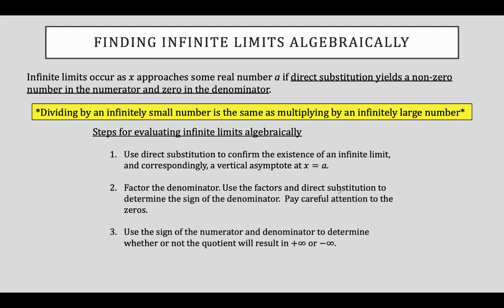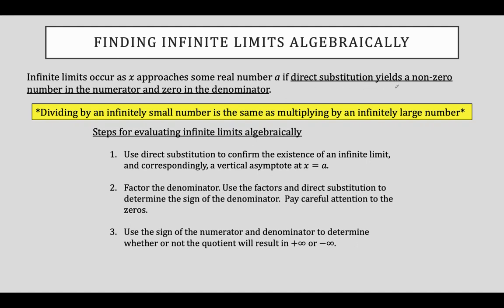Use the factors and direct substitution in the factored form to determine the sign of the denominator. Pay careful attention to the zeros. You'll see that coming up. We have to determine whether or not the zeros are going to be a positive 0 or a negative 0. Step 3, use the sign of the numerator and denominator to determine whether or not the quotient will result in positive infinity or in negative infinity. So these are our 3 steps to finding infinite limits algebraically.